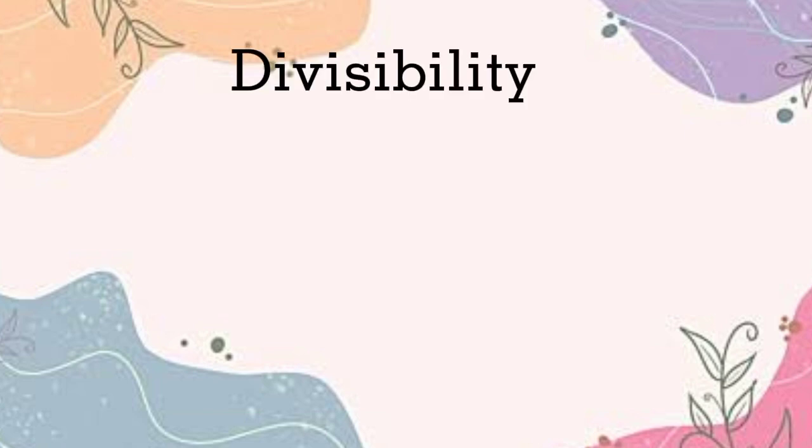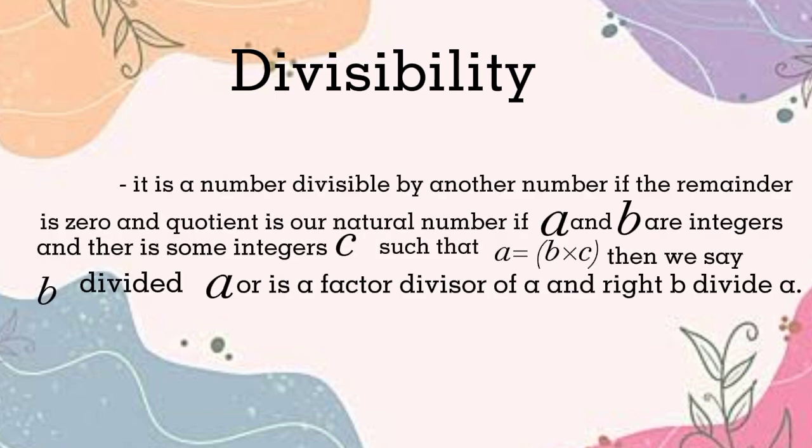Our topic for today is about divisibility. A number is divisible by another number if the remainder is 0 and the quotient is a natural number. If a and b are integers and there is some integer c such that a equals b times c, then we say that b divides a, or b is a factor or divisor of a, and write b | a.